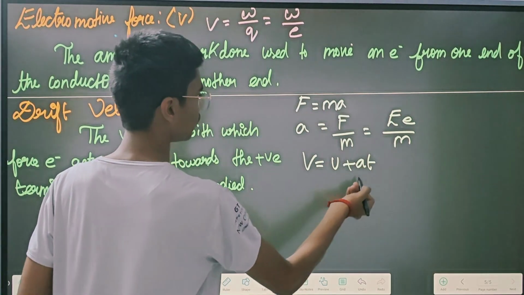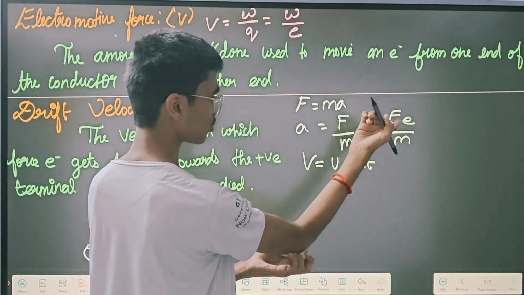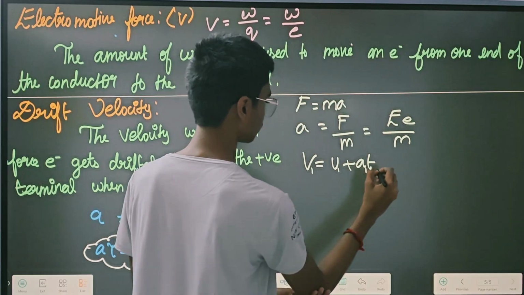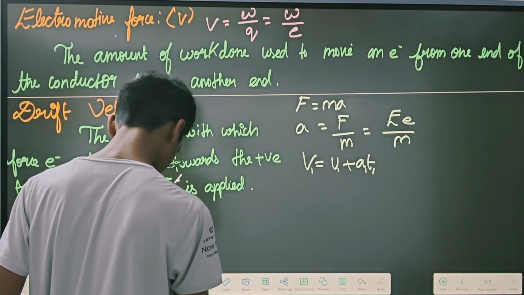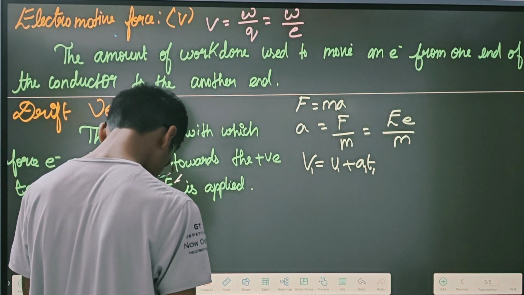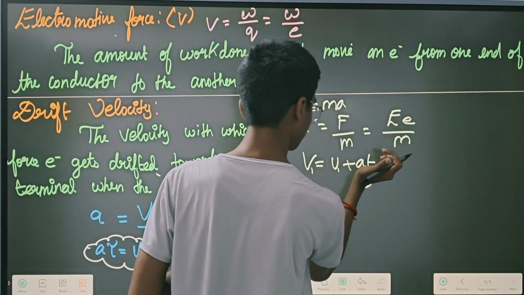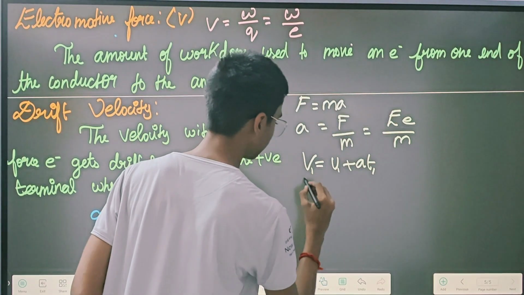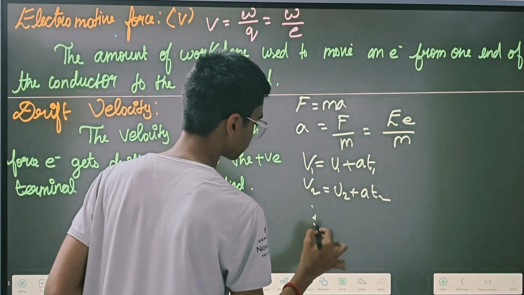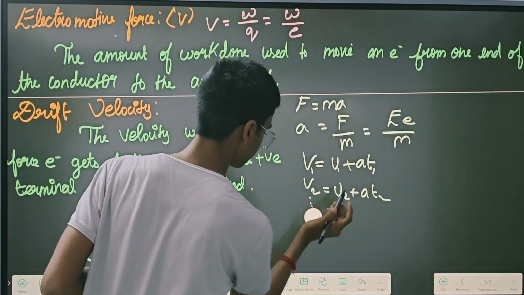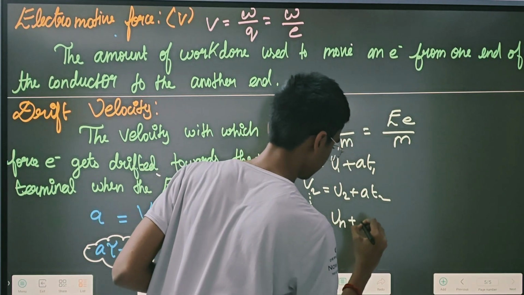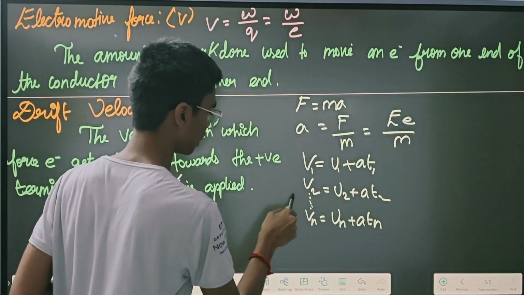Okay, so here we have got the formula for acceleration. Do not forget this formula, it's very important. So for the first electron, this is what the formula is going to be. This acceleration alone is going to be constant for all. So V2 is going to be U2 plus AT2. Like this, it's going to go on till Vn is equal to Un plus Atn.